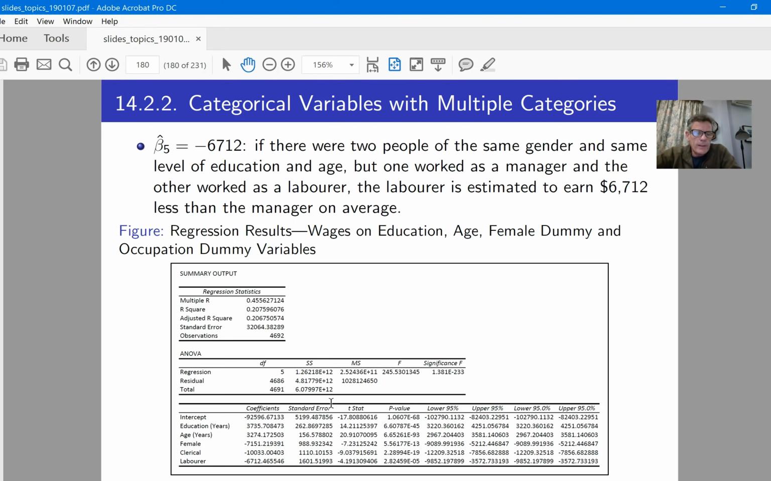Interpretation is a little bit even easier for us to get our head around. Here's the model where we put in these 2 variables. And now we've already talked about the female dummy, but now let's have a look at the clerical and the labourer dummies.